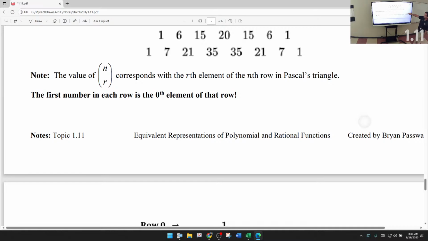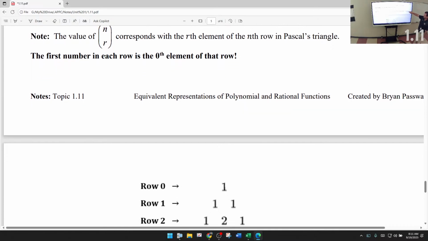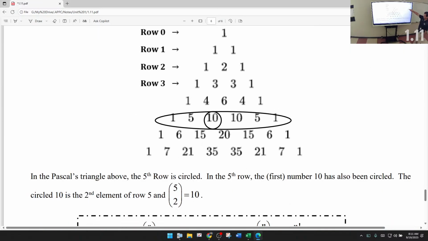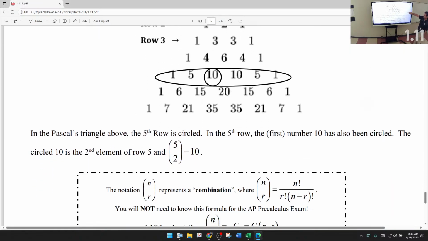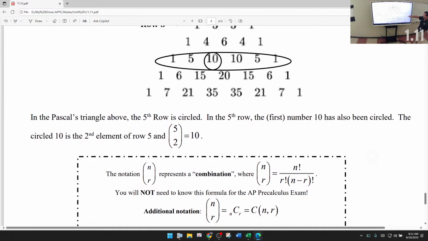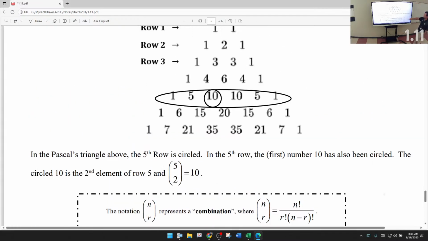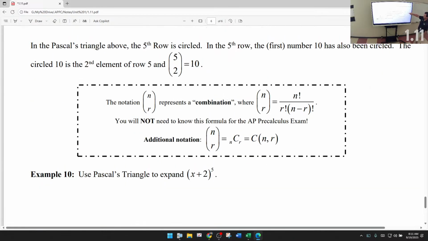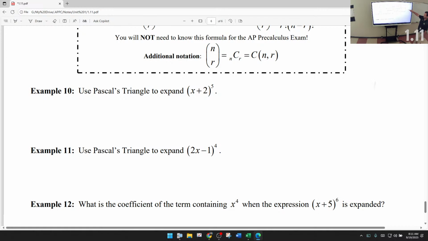The first number in each row is the 0. All right, so here we go. Why do we have this? Oh. There's no reason to, I don't know why that's circled yet. Okay, here we go. All right, here we go.